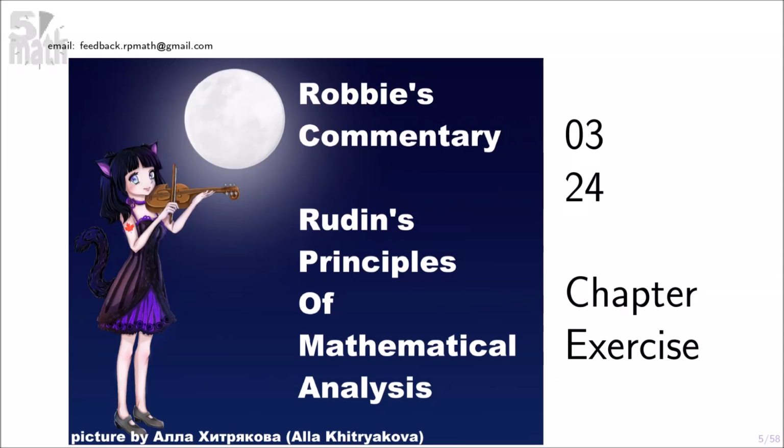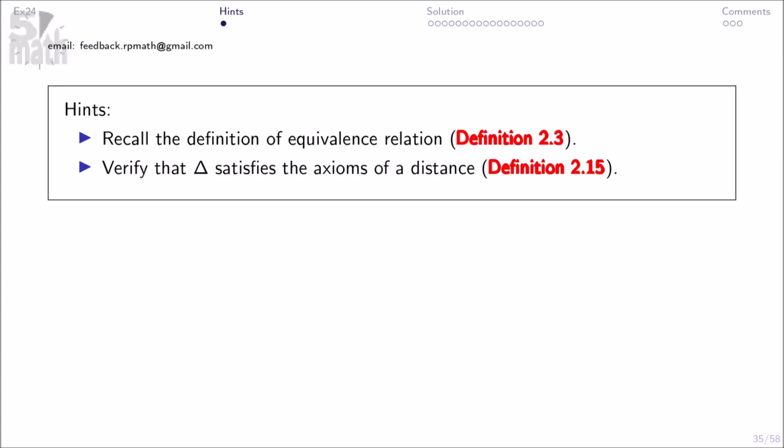Chapter 3, Exercise 24. Hints. Recall the definition of equivalence relation, definition 2.3. Verify that delta satisfies the axioms of a distance, definition 2.15.